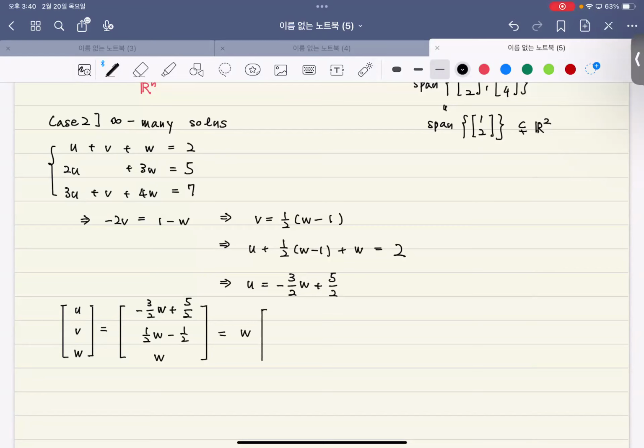Let me rephrase this. Like w multiplied by this column vector, and plus the column vector 5 over 2, negative 1 over 2, and 0.